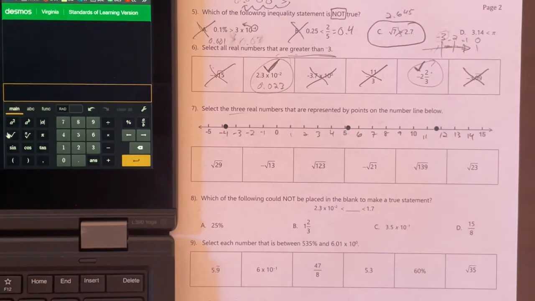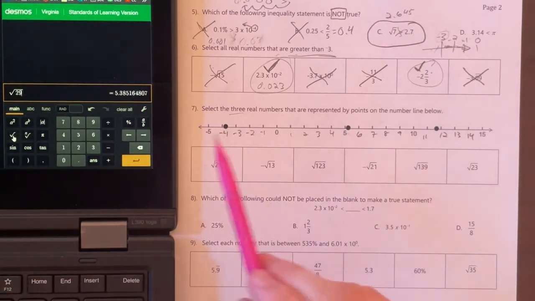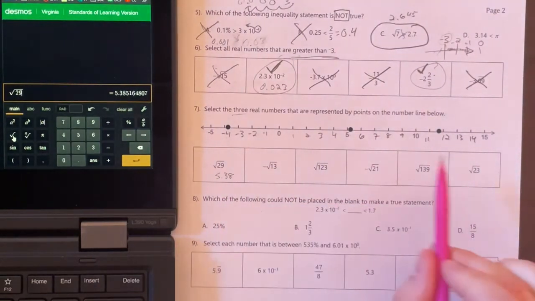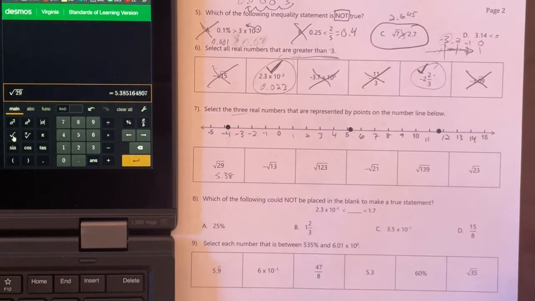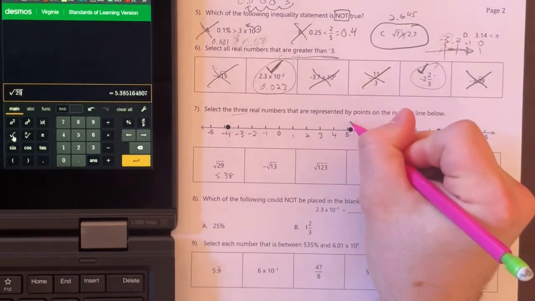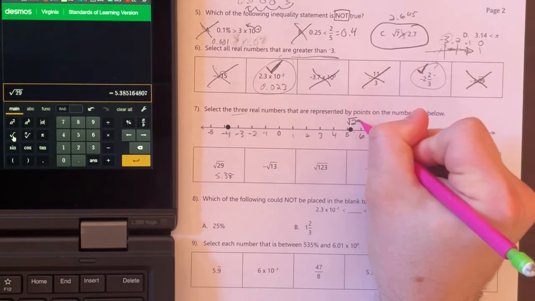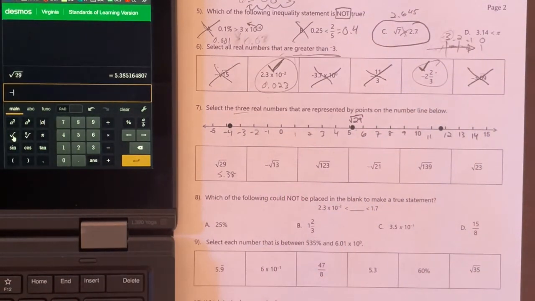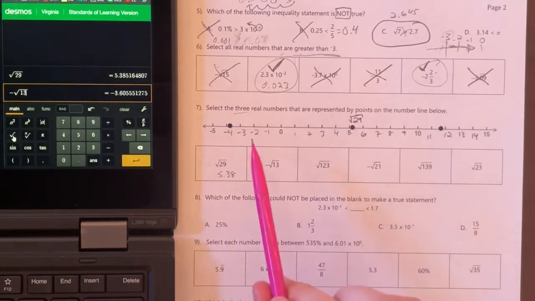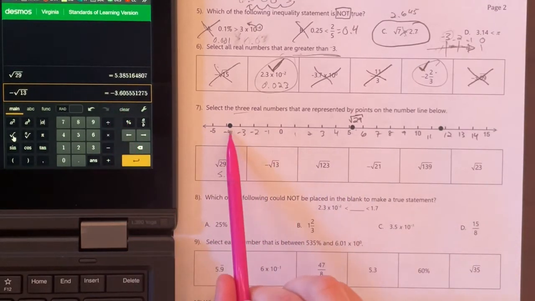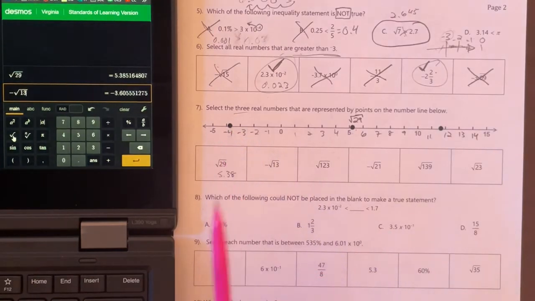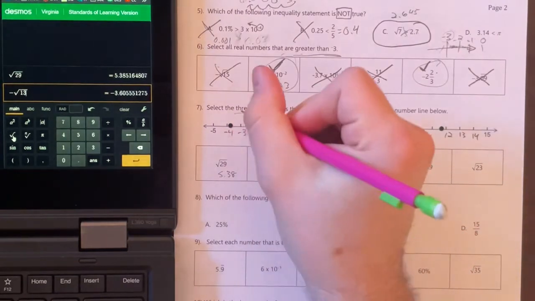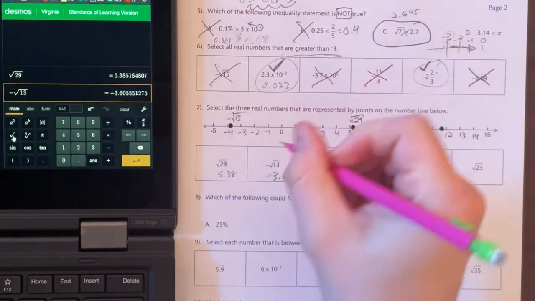The square root of 29 is 5.38. So let's say 5.38, that could be a possibility. So I'm going to say this is the square root of 29. All right, then what about negative square root of 13? That's negative 3.6. So where is that going to be? Well, that's below that -4, so that could also work. So I could say it's negative 3.6, so I could say negative square root of 13.